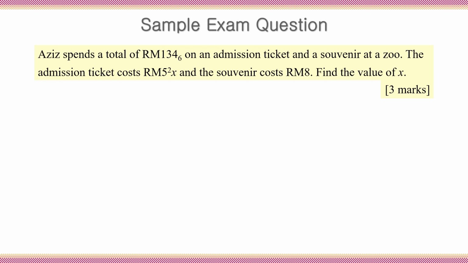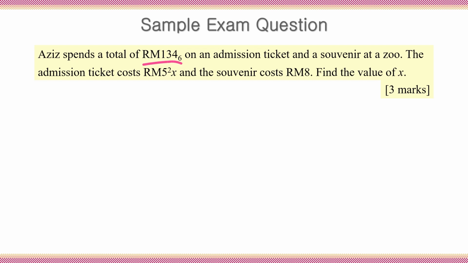Aziz spends a total of 13 for ringgit in base 6 on an admission ticket and a souvenir at a zoo. The admission ticket costs 5 squared x ringgit and the souvenir costs 8 ringgit. Find the value of x. This is a 3-mark question.